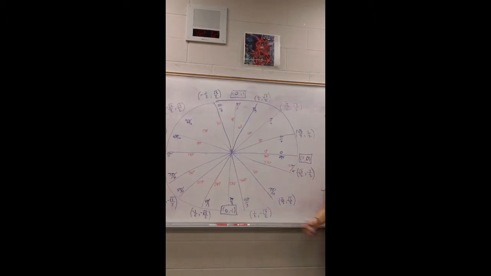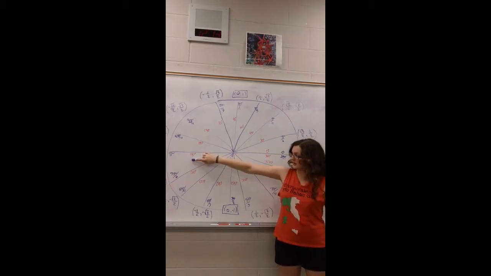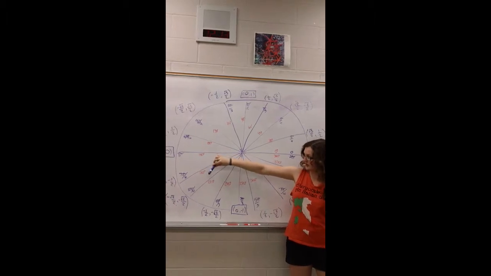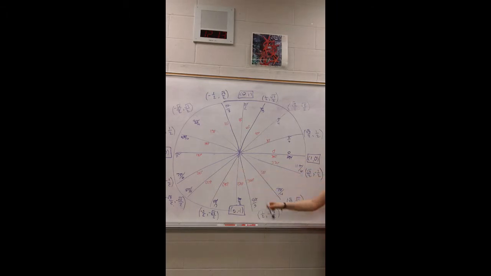And then beneath the 180, once you hit pi, then it gets a little more challenging. But you have the denominator pattern again, 6, 4, 3, 2, and then reverse 3, 4, 6.